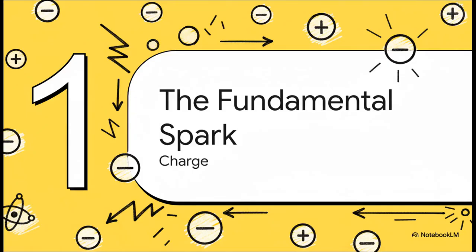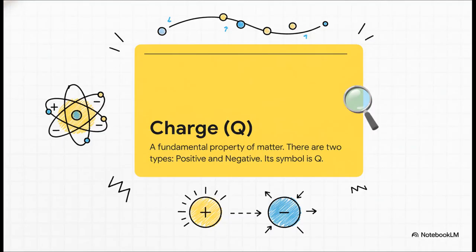Okay, so to get this whole electricity thing, we've got to start at the very, very beginning, with the main character of our story, the fundamental spark itself, charge. So what is charge, really? I want you to think of it like this hidden superpower that tiny little particles have. This power, which we call Q, is what makes them push and pull on each other. It's the source of literally everything we call electricity.